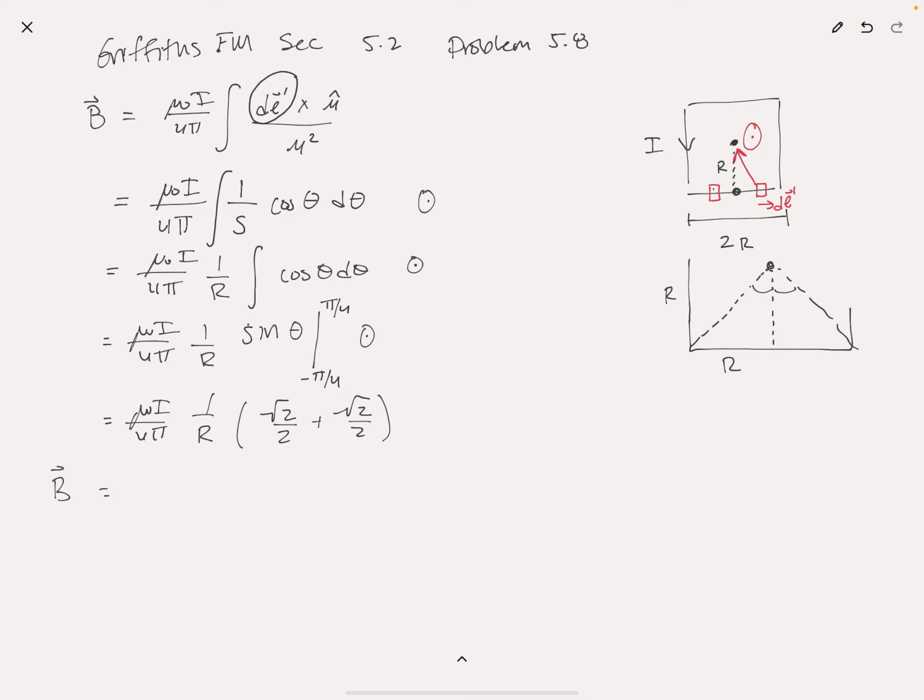And therefore my magnetic field is square root of 2 mu naught I over 4 pi r. But this is still just the value for one of these wires. So we need to say that B total is 4 times B, or square root of 2 mu naught I over pi r, pointed out of the page.